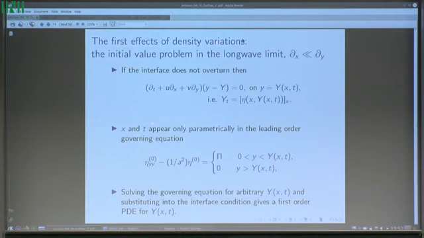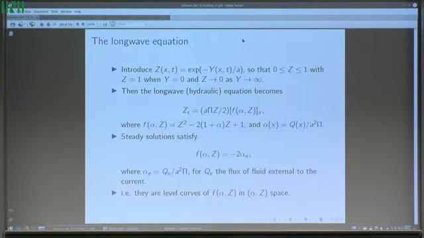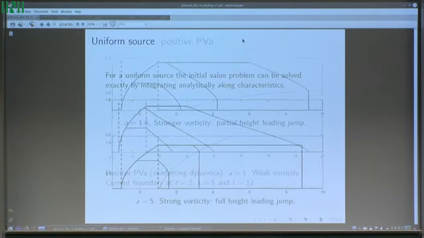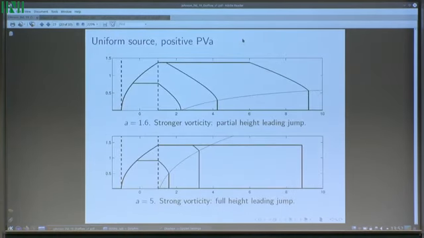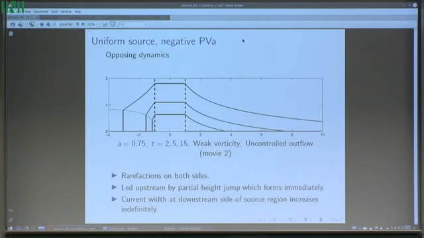Now we've made the long wave approximation, d by dx falls out of our governing equation. So the governing equation is just an ODE with x and t appearing parametrically. So we just solve this and stick it into here, and we have a first order PDE for the evolution of the surface. And maybe I'll jump quickly. You can now solve that analytically. And let me jump through and show you some analytical solutions to that.